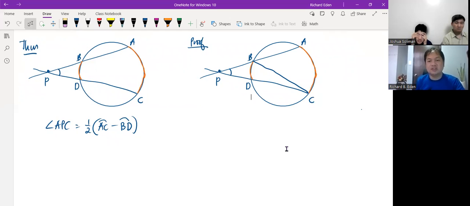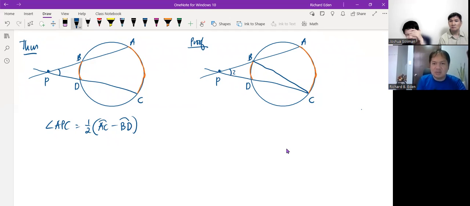Well, we have two choices, B or D. In fact, instead of B, I could have chosen point D. If I chose D, I should connect A and D instead. But I happened to have chosen B, so I'm going to connect B and C. So this angle that we're measuring is Z. And then this angle X at B is going to correspond to AC.